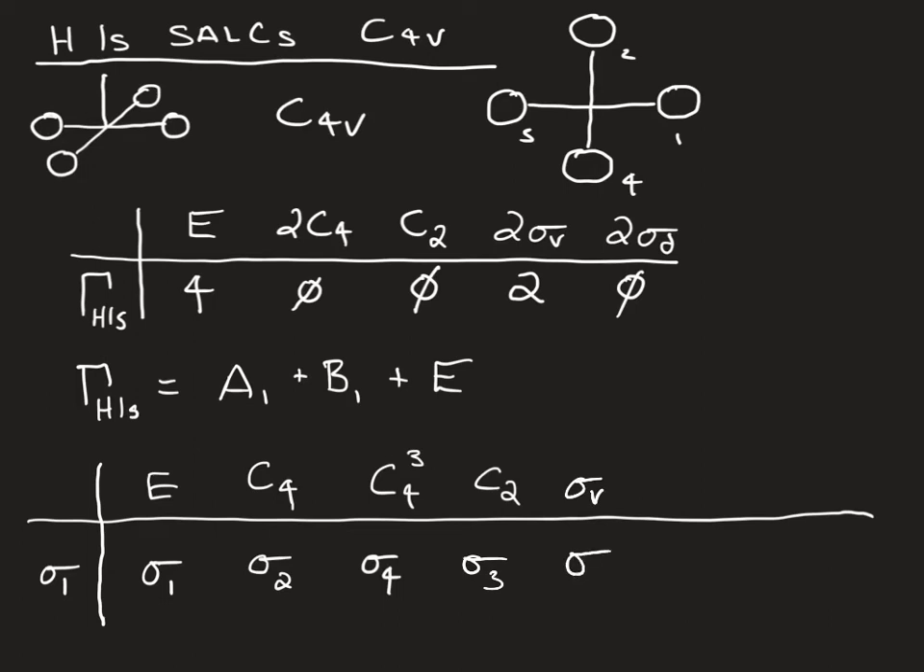Sigma V stays in the same place. Sigma V prime along that axis, it reflects to sigma 3. Sigma D goes into sigma 2. And sigma D prime, that's that mirror plane there, it reflects there. So this is how sigma 1 changes for each operation in that point group.